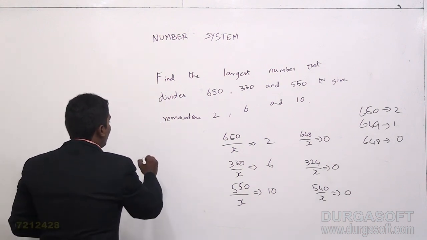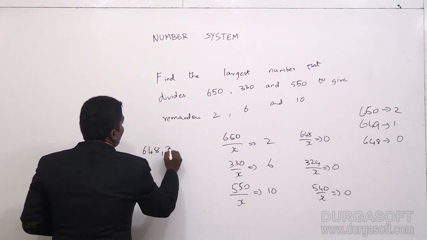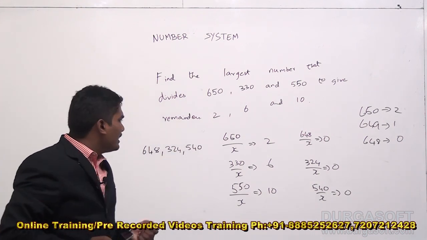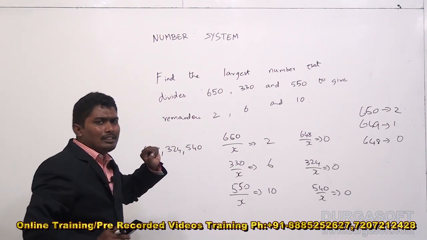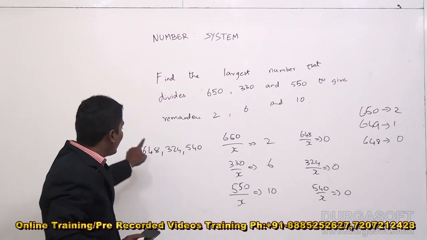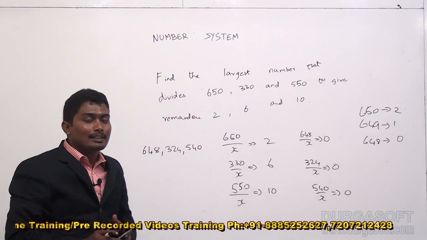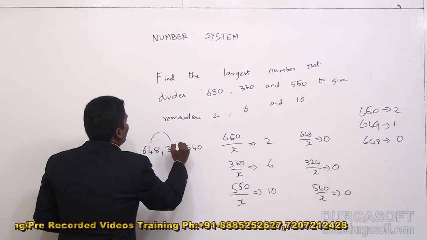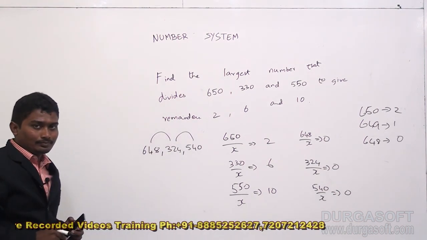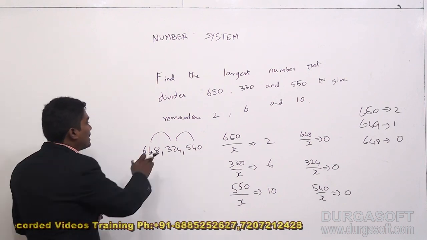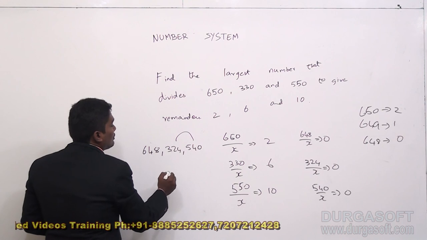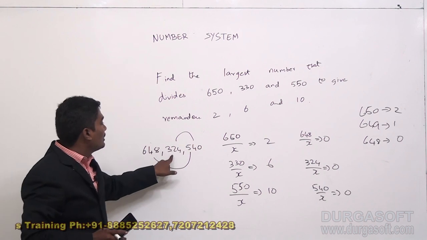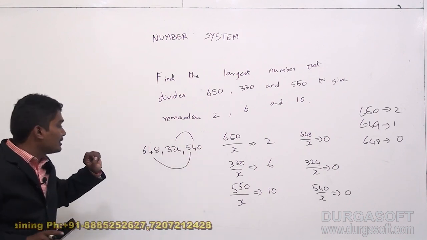So I need to find the HCF of 648, 324 and 540. When finding the HCF, it will be a little difficult for bigger numbers. You can directly try to find the HCF this way and you will get the answer. However, for this type of question there is a small trick. You have to find the differences between the smallest and second smallest, and the second smallest and the largest.